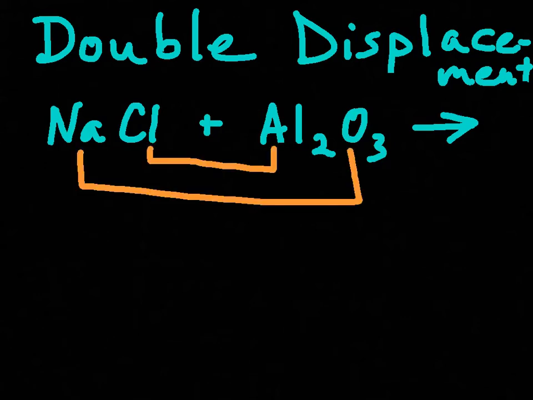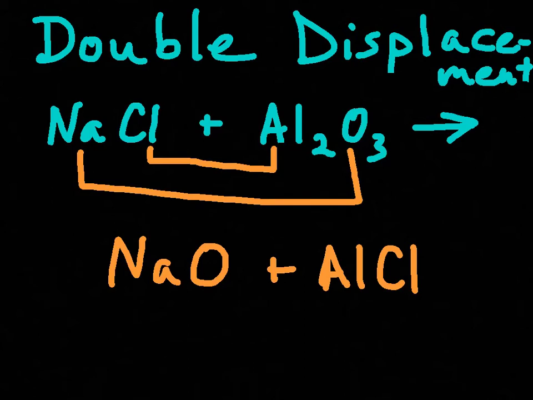When writing these products, we like to use the outside-inside method to make sure that we're combining the correct ions. Always write the positive ion before the negative ion. Therefore, these products would be a molecule containing sodium and oxygen and another molecule containing aluminum and chlorine.